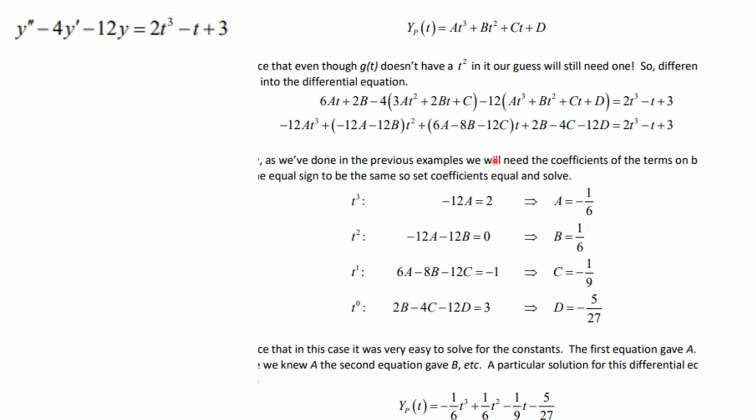When we simplify and collect like terms, we see that the coefficient of t cubed is minus 12a, and that has to equal 2. So a is minus 1/6. The coefficient of t squared has to be 0 because there's no t squared over here. The coefficient of t has to be minus 1, and the coefficient of t to the 0, the constant, has to be 3, and there's the constant term.